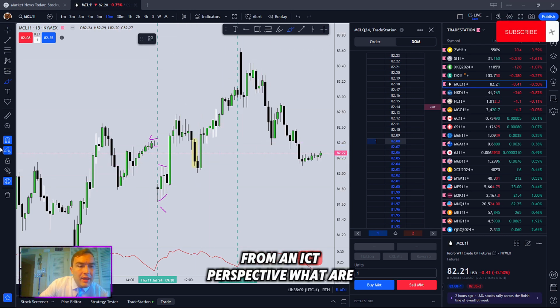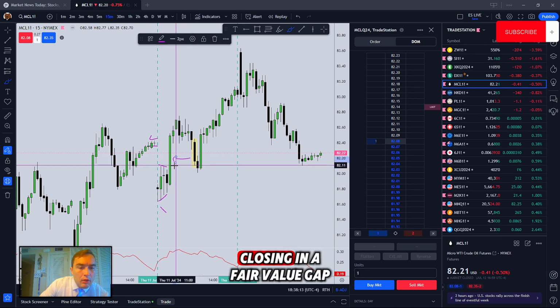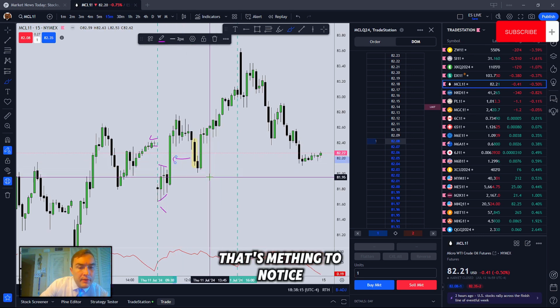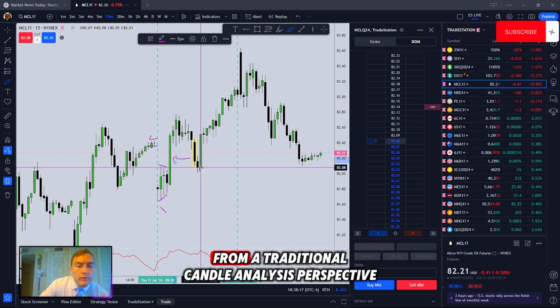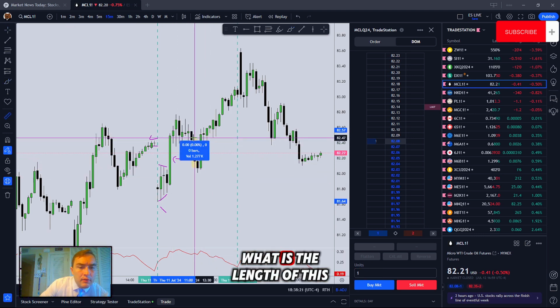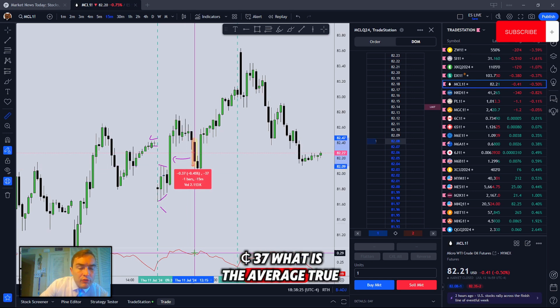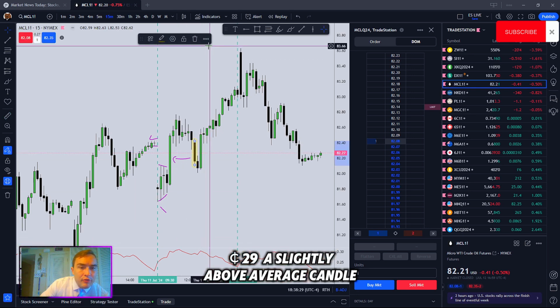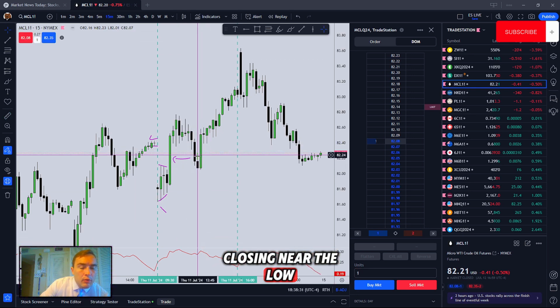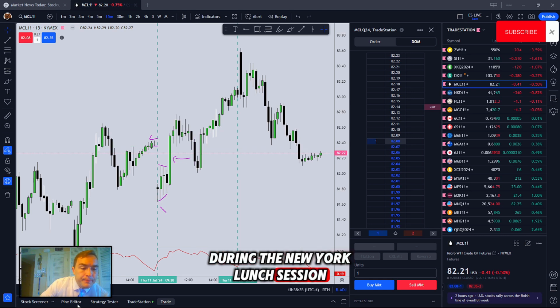Well, from an ICT perspective, what are we closing in? Closing in a fair value gap, guys. That's something to notice. From a traditional candle analysis perspective, what is the length of this candle? 37 cents. What is the average true range at that point? 29 cents. So a slightly above average candle, closing near the low, closing within an ICT fair value gap during the New York lunch session.